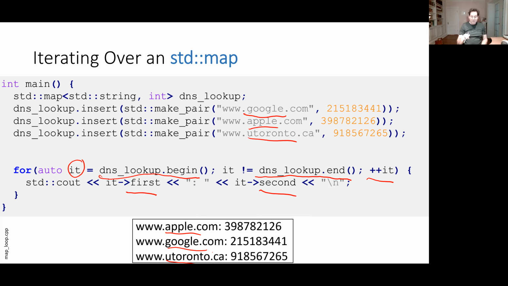So it's probably obvious from what I just said, but why did they come out in this order? Apple, Google, and Toronto, rather than the order in which I put them in. Yeah, they come out sorted. So a binary search tree is fundamentally a sorting structure. That's why we're using it. It sorts on the keys. The keys are these strings that I sent in, and it will sort using operator less than.